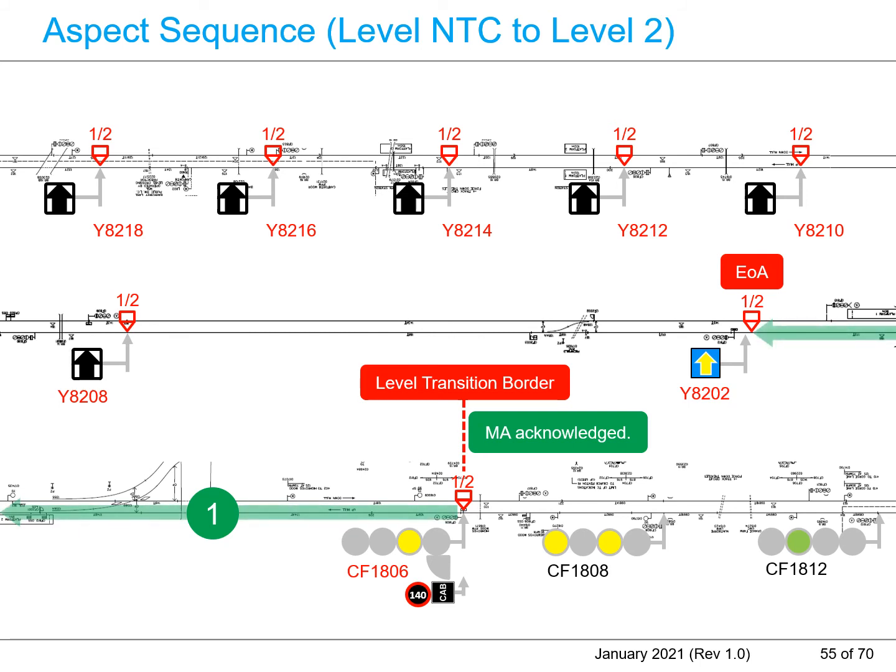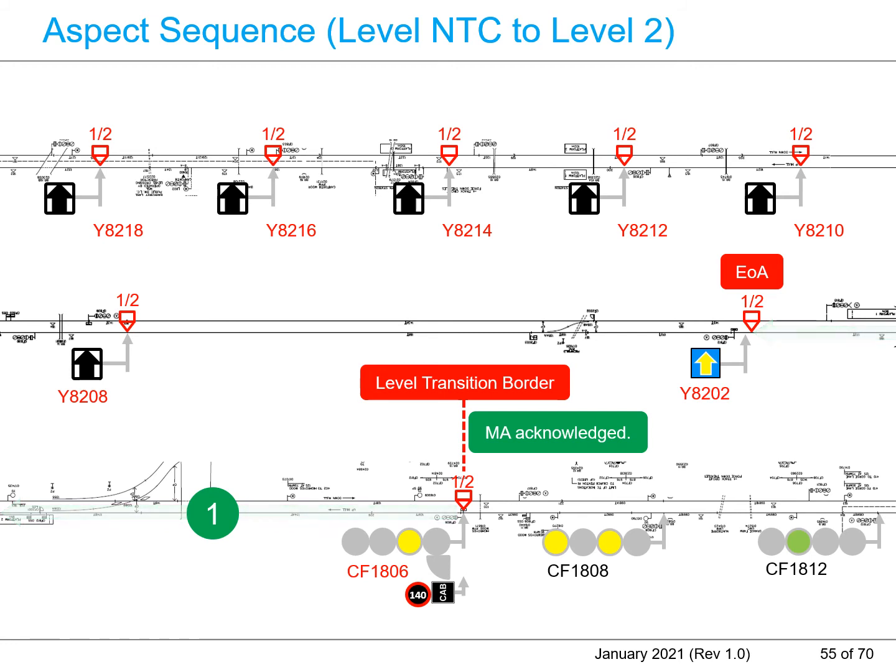The final signal CF1806 in this diagram will only indicate single yellow aspect after all the route conditions are satisfied, and the radio block center confirmed the ETCS on board acknowledged the movement authority. The train driver will observe green aspect, double yellow aspect and single yellow aspect on the approach to the level transition border during normal operation, as shown in this diagram.